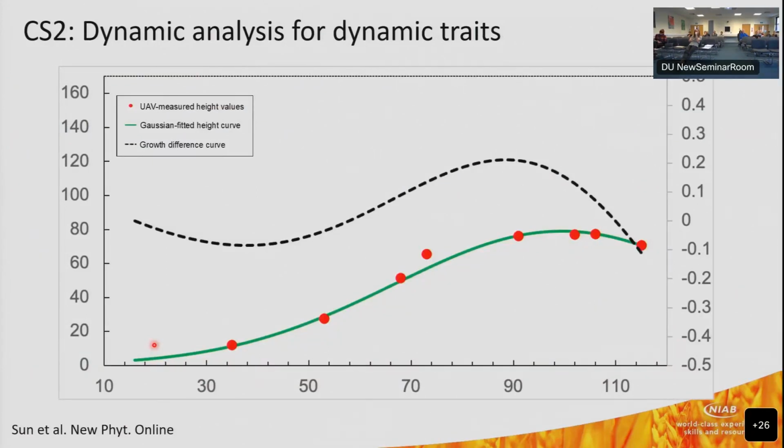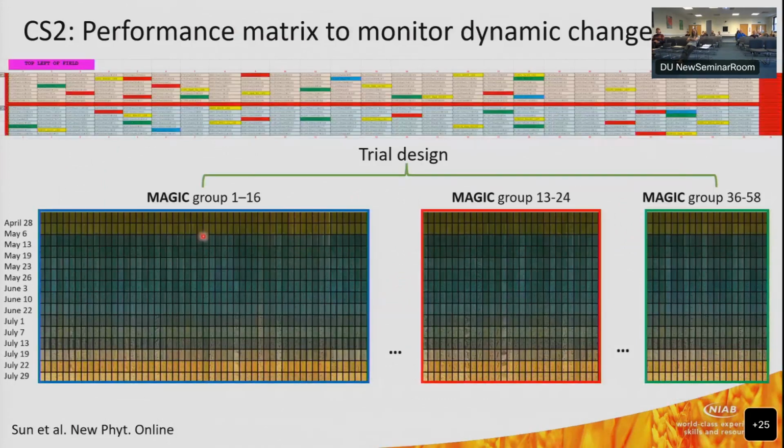What is the dynamic performance? The traits we're interested in, agronomic traits or the traits that we've been selecting, are interacting with the environment, and hence we study what kind of genetics underlies these traits. As you can see right here, each dot is when we fly the UAV, the represented points I was talking about, which link directly with the performance matrix here.